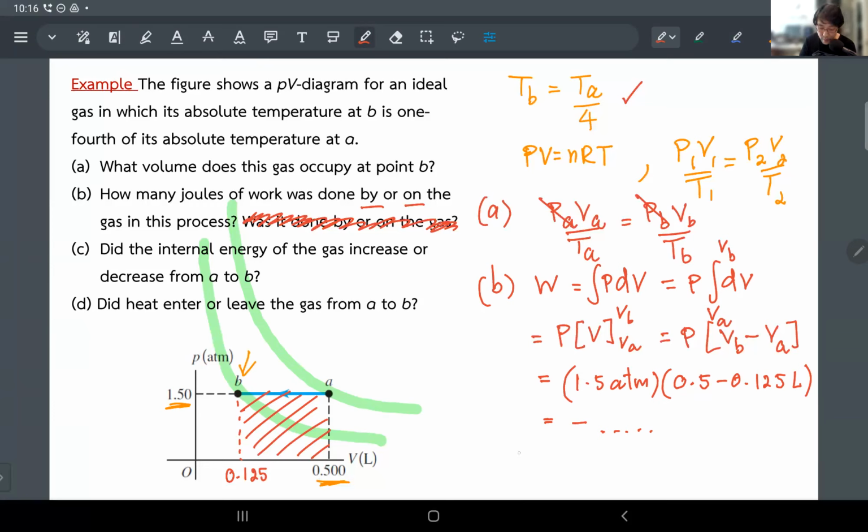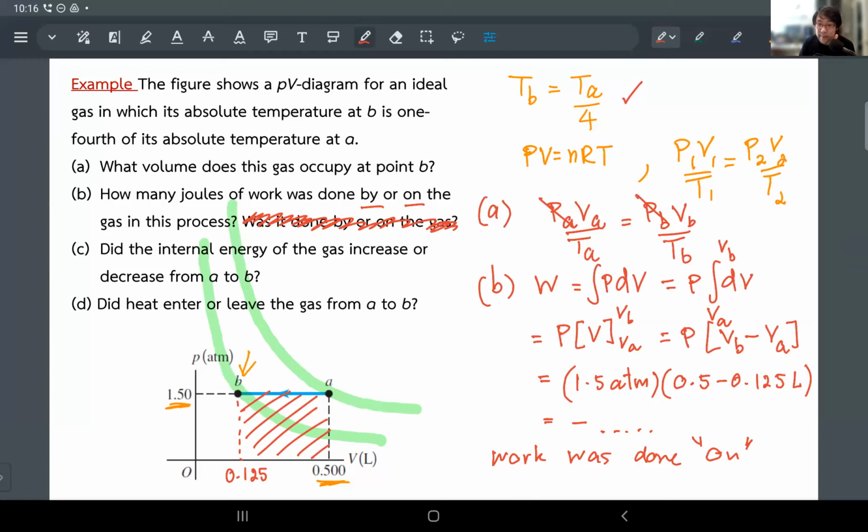So definitely work was done on the gas. Of course, it has to be. Because if work was done by the gas, it has to expand. But in this one, the work is being done on the gas. Something is just compressing it down.